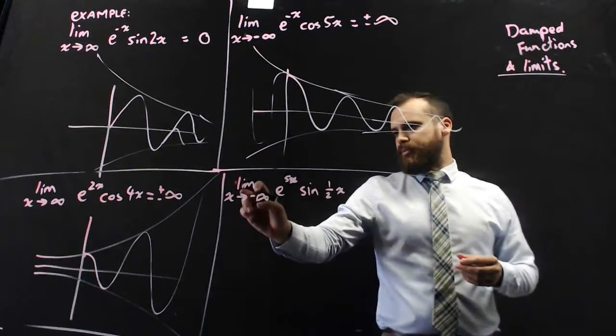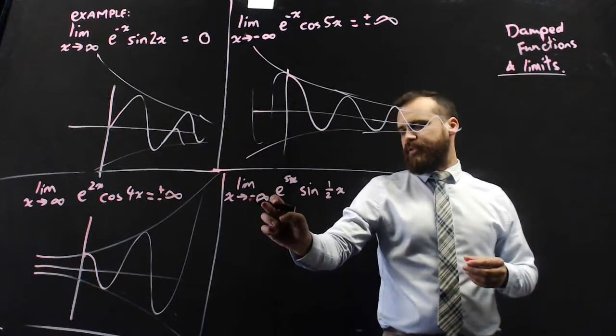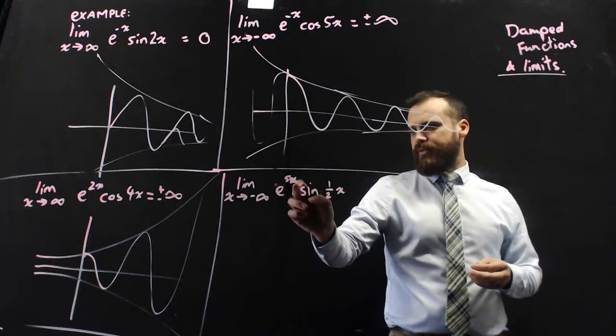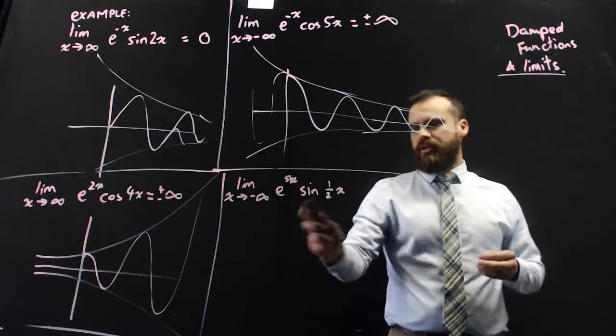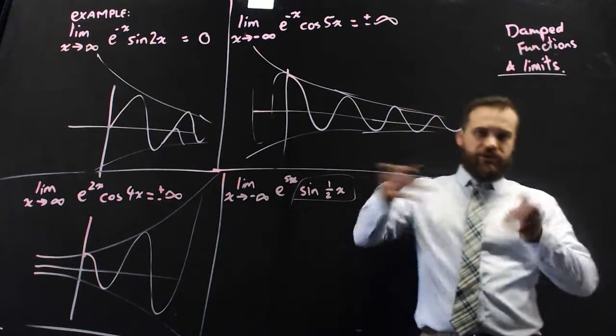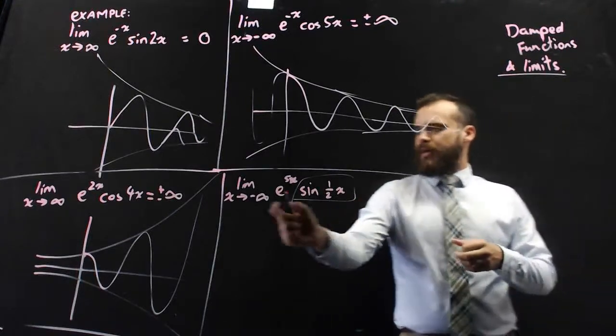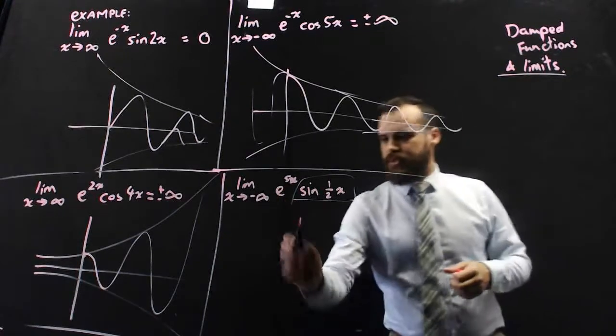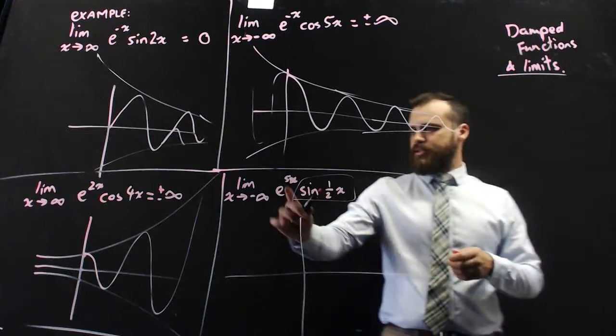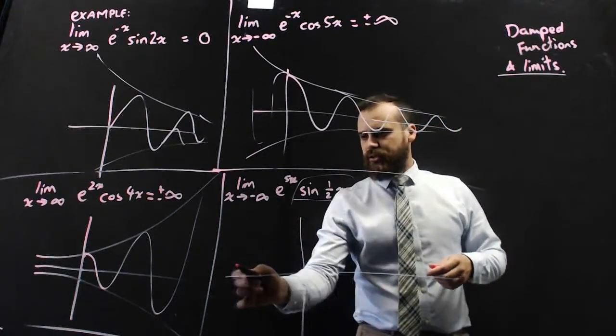Finally, we have the limit as x approaches negative infinity of e to the 5x sine half x. Now again, this stuff doesn't really matter, it's just our curve and our period. What matters is this bit here. So it's something like this, e to the 5x. Again, that's a growth curve.